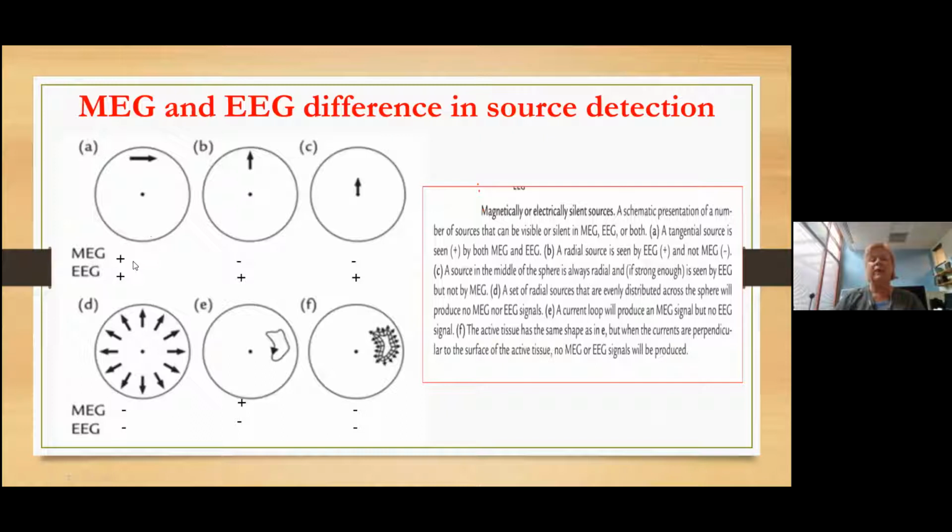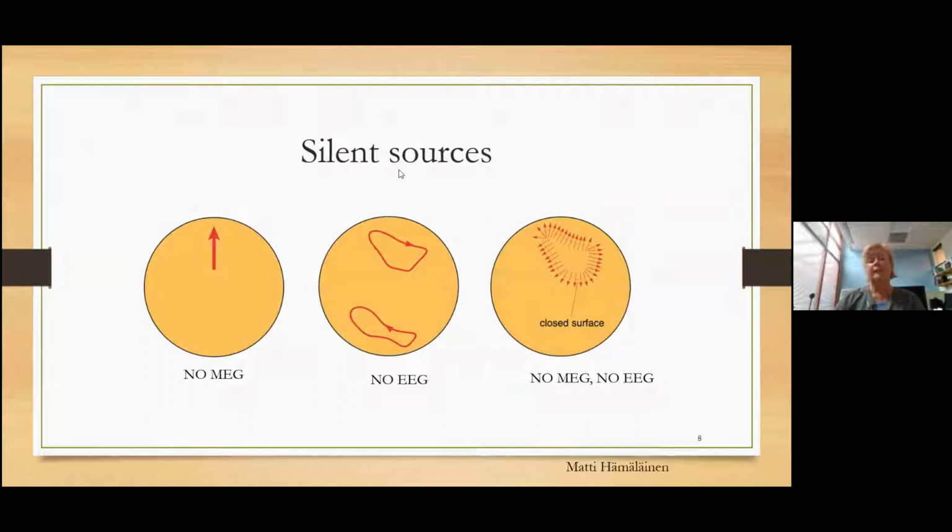Like for example, if we say that is a sphere, assume it's a schematic head. If the source is tangential, MEG and EEG can see that source nicely. But if it's radial, MEG cannot see that source, but EEG can. And the same for a deep source in the brain, MEG does not do a good job as compared with EEG. More complicated sources in the brain can also be seen differently by MEG and EEG. So we have what you might call silent sources in the brain, where no MEG or no EEG can be seen.